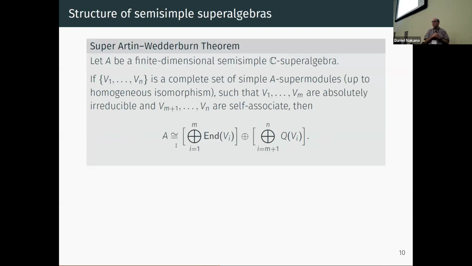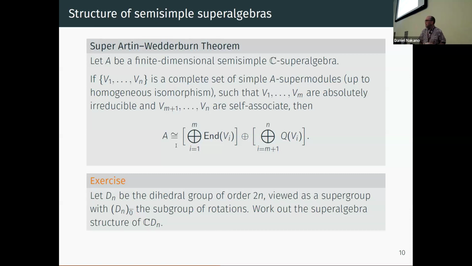All right, so restating the super version of the Artin-Wedderburn theorem, I think I changed the order of the 2 names. Oops. If I have a complete set of the simple supermodules, let's say up to homogeneous isomorphism, such that the first M of them are absolutely irreducible or of type M, and the last N minus M of them are self-associate or of type Q, then I get this decomposition of full endomorphism algebras and then these type Q algebras.